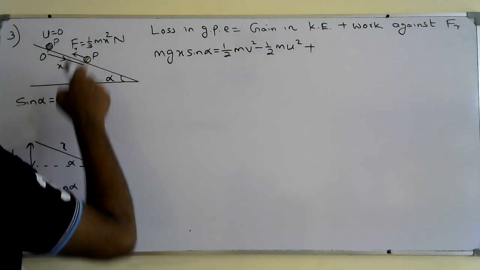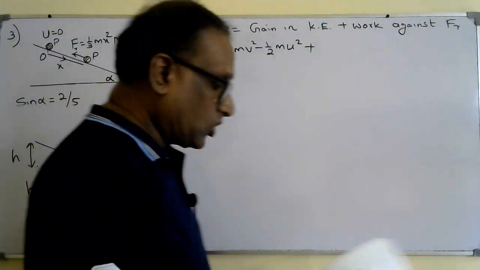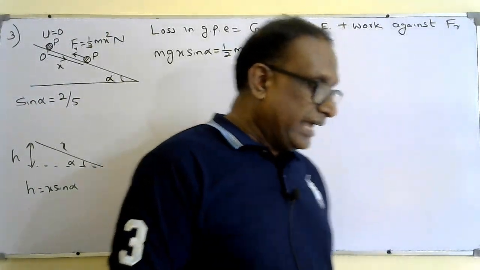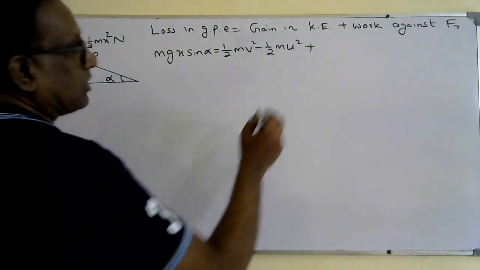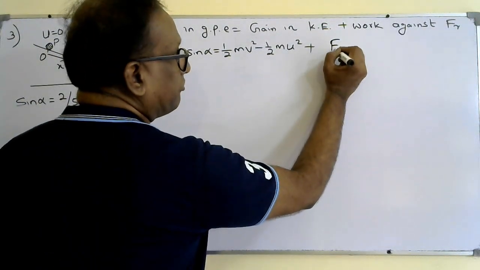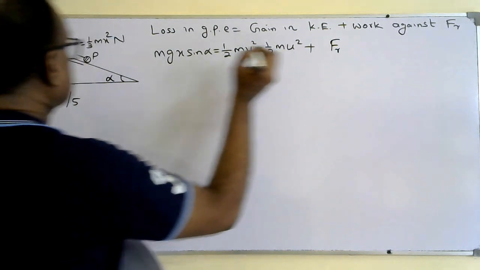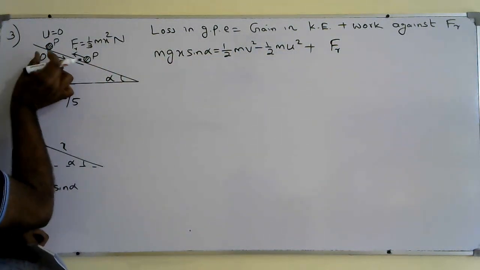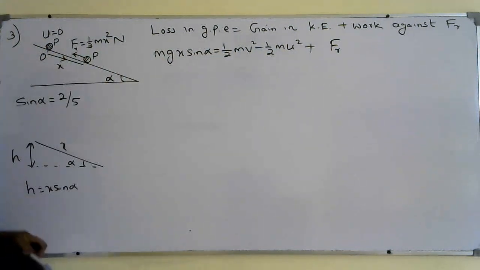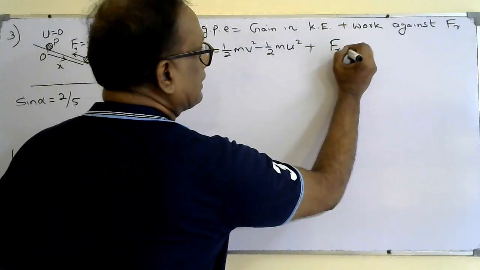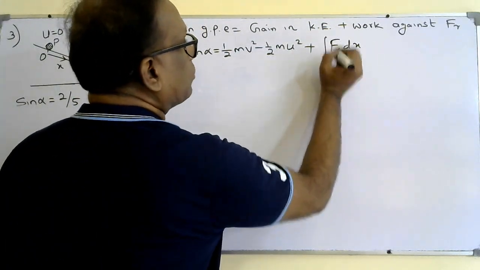Plus work done against friction, work done against the opposing force. The opposing force is not a constant force, it's going to be a variable. So the work done against the opposing force is the opposing force times the distance moved. It's moving continuously through small distances, so it's going to be an integration of dx from 0 to 2.